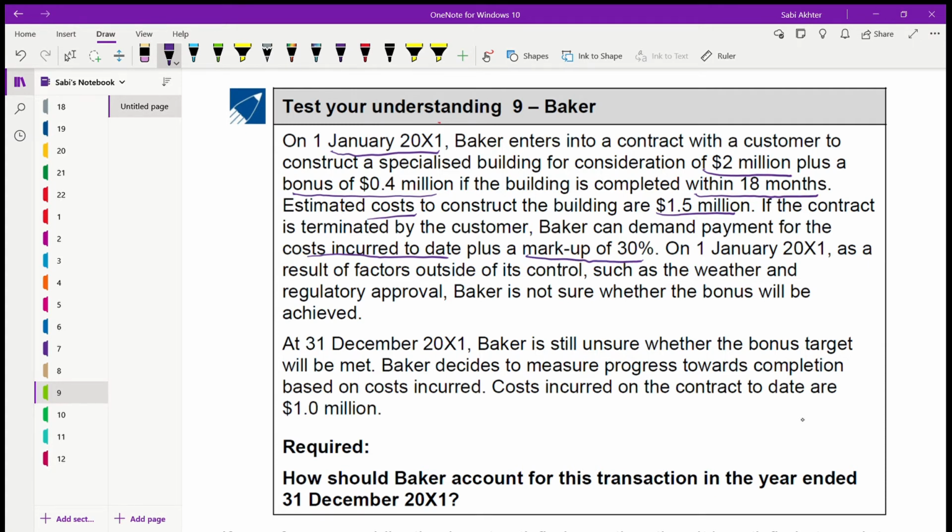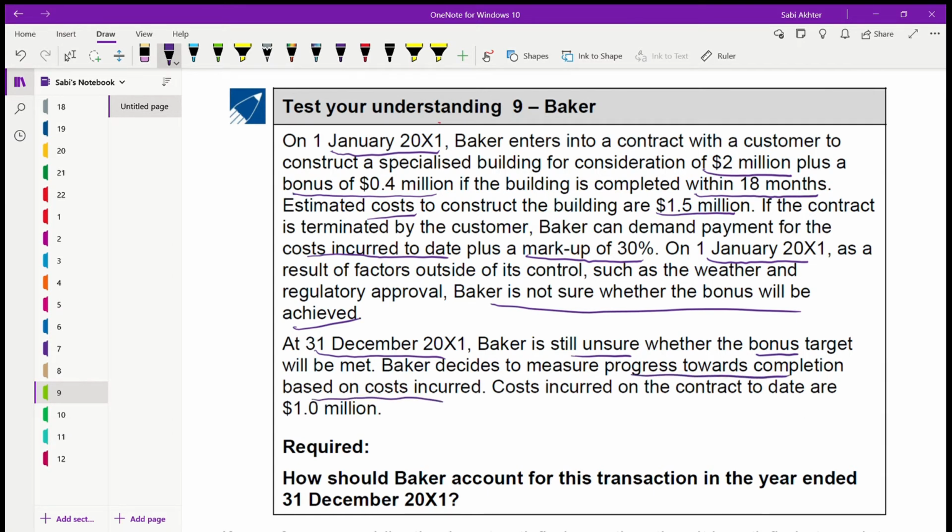On 1st Jan 2001, as a result of factors outside of its control, such as the weather and regulatory approval, Baker is not sure whether the bonus will be achieved. On 31st December 2001, Baker is still unsure whether he can meet the bonus or not. So he decides to measure progress towards completion based on the cost incurred.